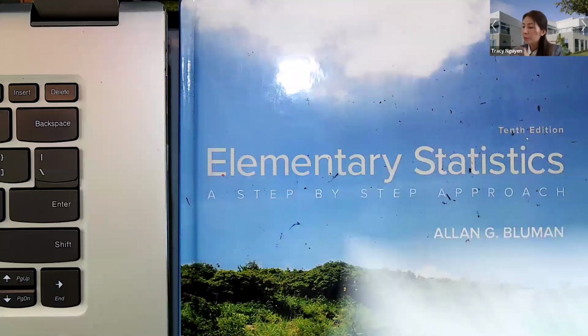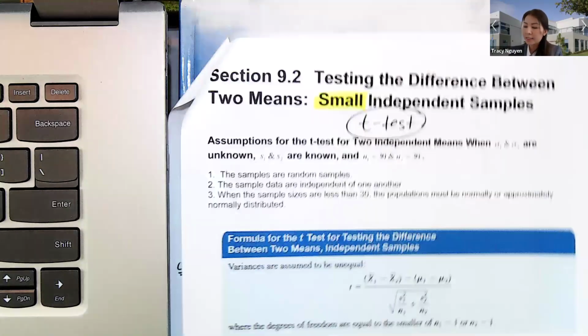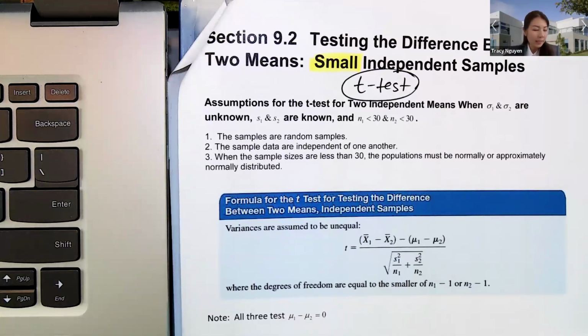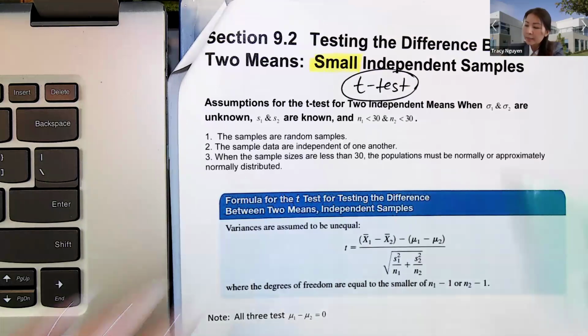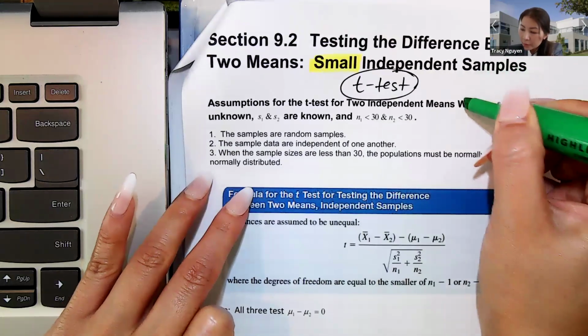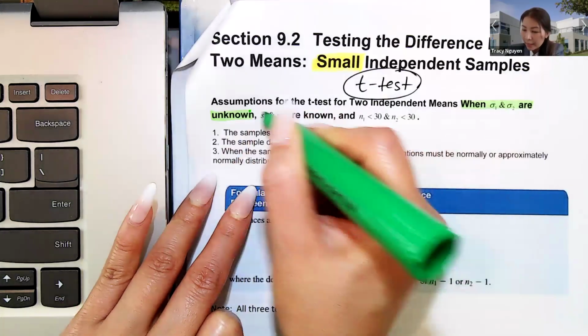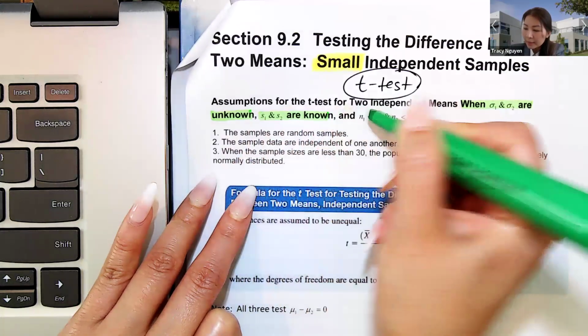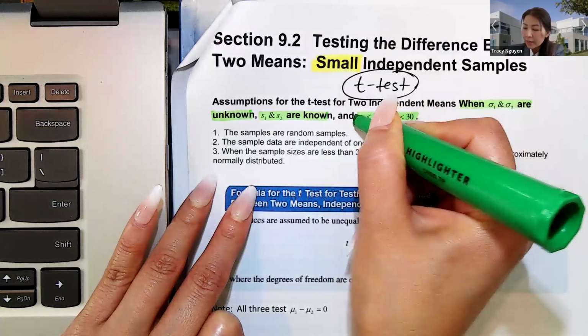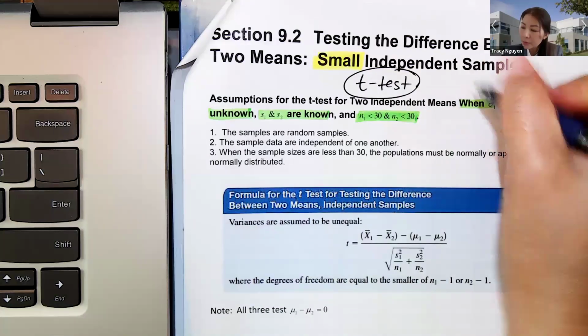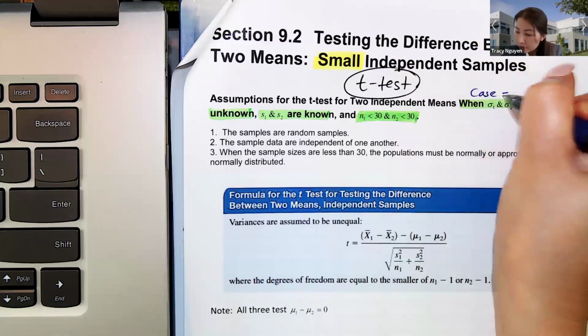Today, we're going to focus on the t-test. So I'm going to call this the third case, and let me highlight this. When sigma 1 and sigma 2 are unknown, S1 and S2 are known, and the sample sizes are less than 30, this would be case number 3.